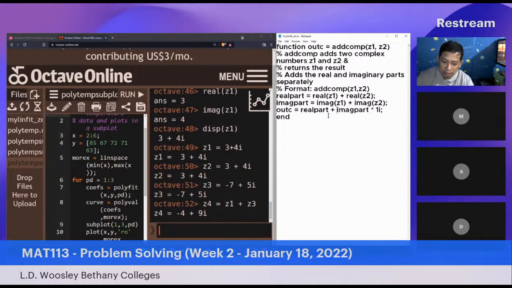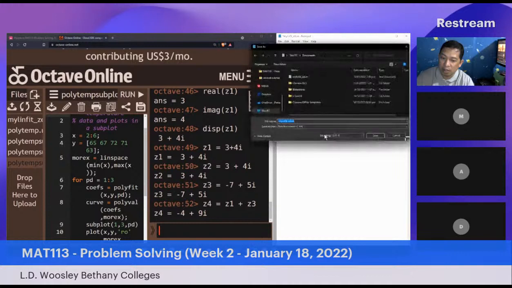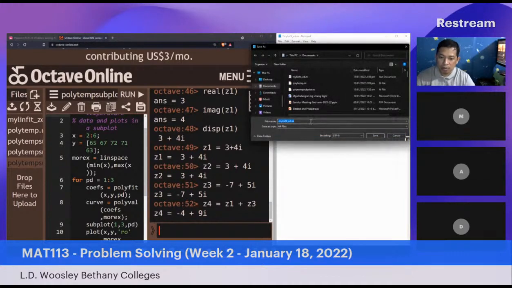So in this case, we could always have, this is actually a script or a function. This is a function. So we have add.